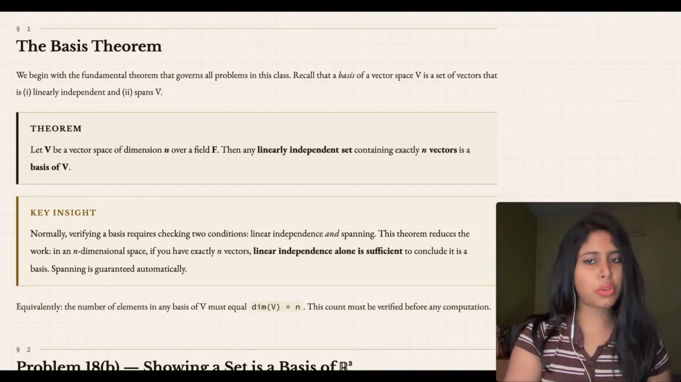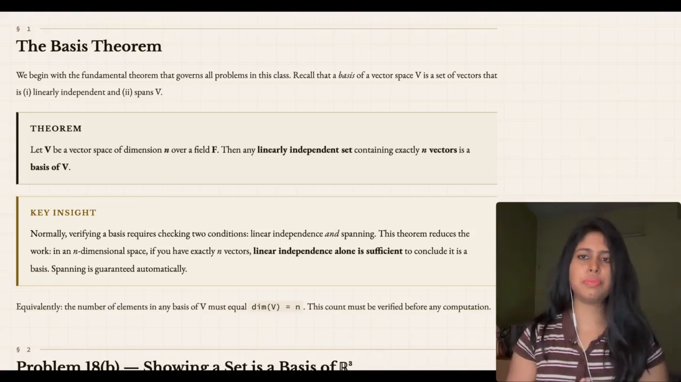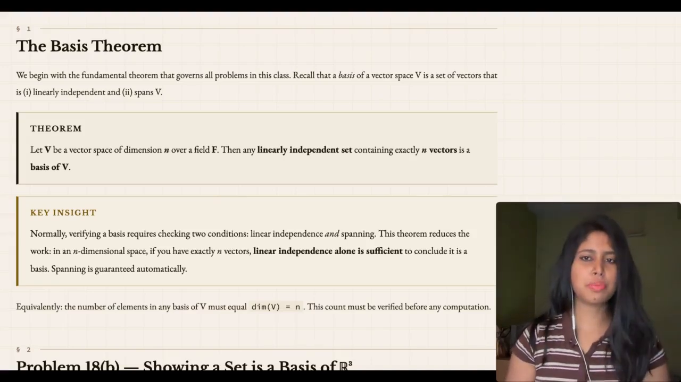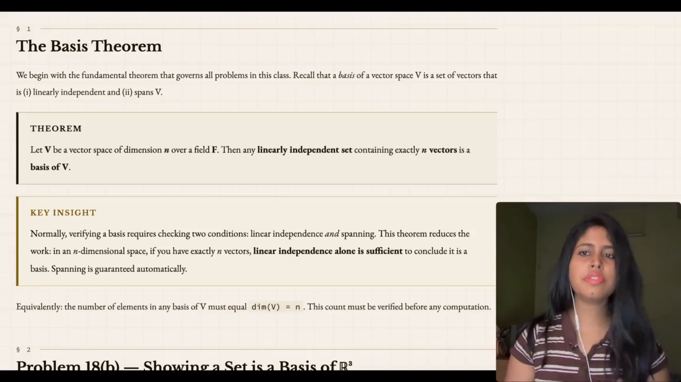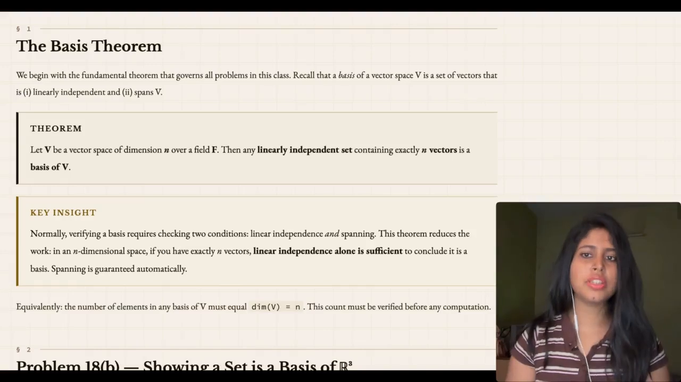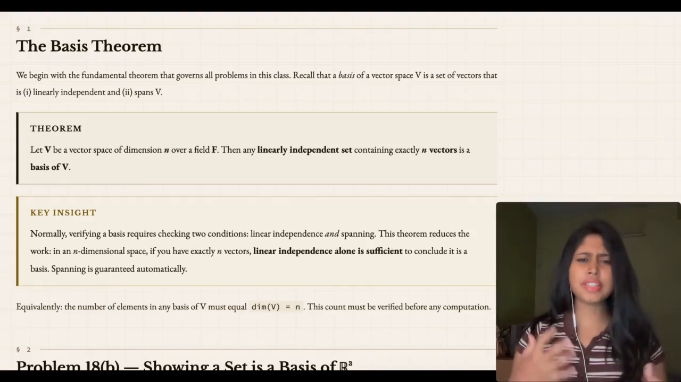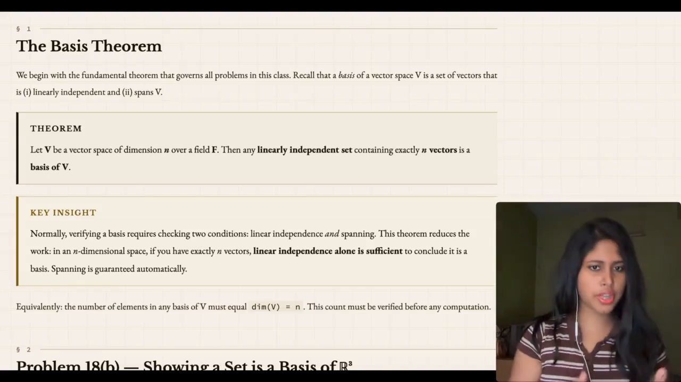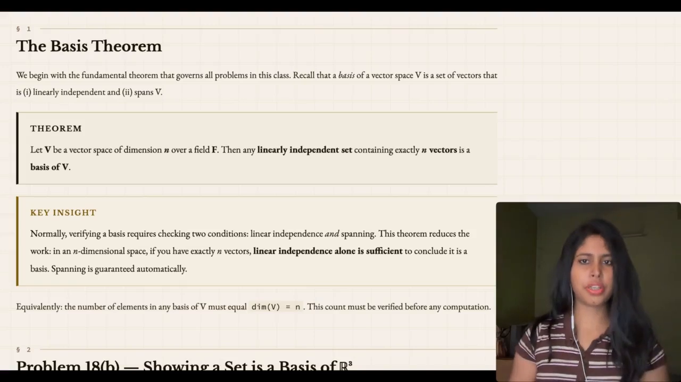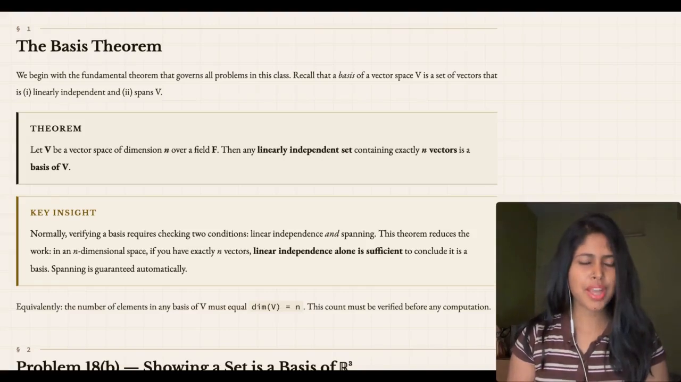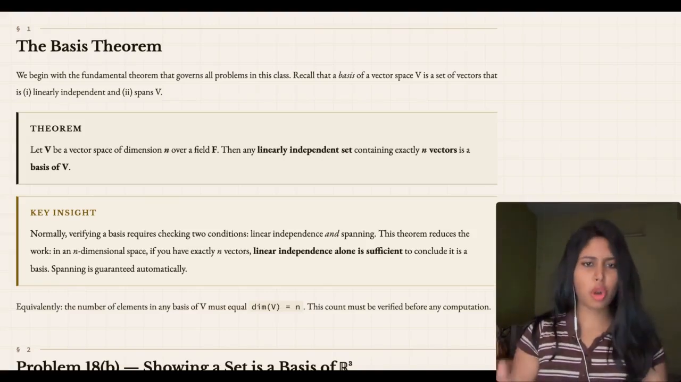Now, see, this is the foundational theorem that ties everything together today. Okay, so what is the theorem saying? It is saying that if V is a vector space of dimension n over a field F, then any linearly independent set containing exactly n vectors is a basis of V. Now, what is this in simple words? What am I trying to say here? I'm trying to say that if your vector space has dimension n, you do not need to check the spanning separately. All right, just show that your n vectors are linearly independent, and that is it. Okay, and they form a basis. And that is the power of this theorem.